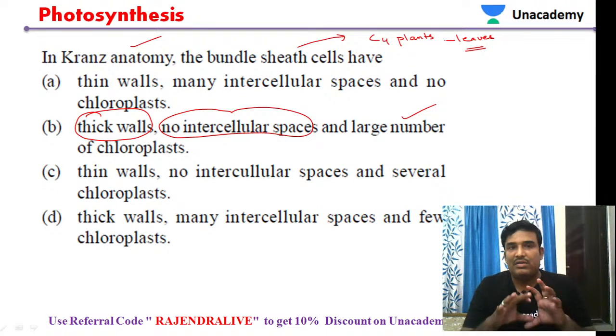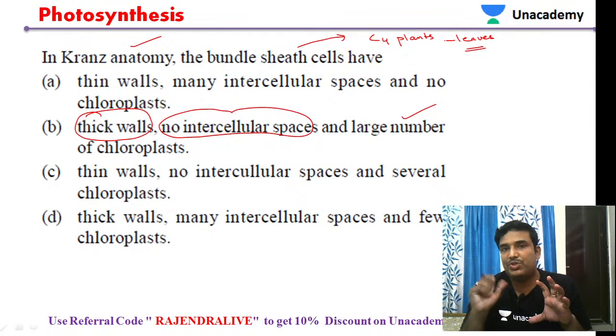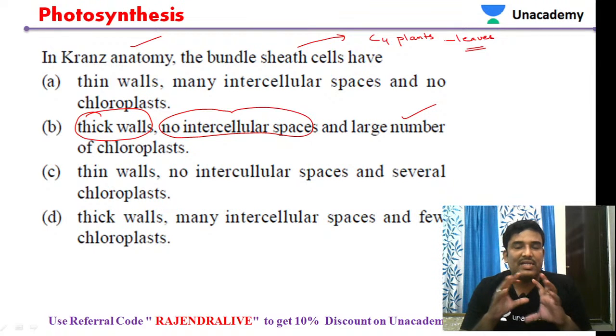In this Kranz anatomy, the bundle sheath cells have thick walls, and the walls can sometimes be made up of sclerenchymatous tissue. There are no intercellular spaces between the walls. And a greater number of chloroplasts will be present inside the bundle sheath cells.